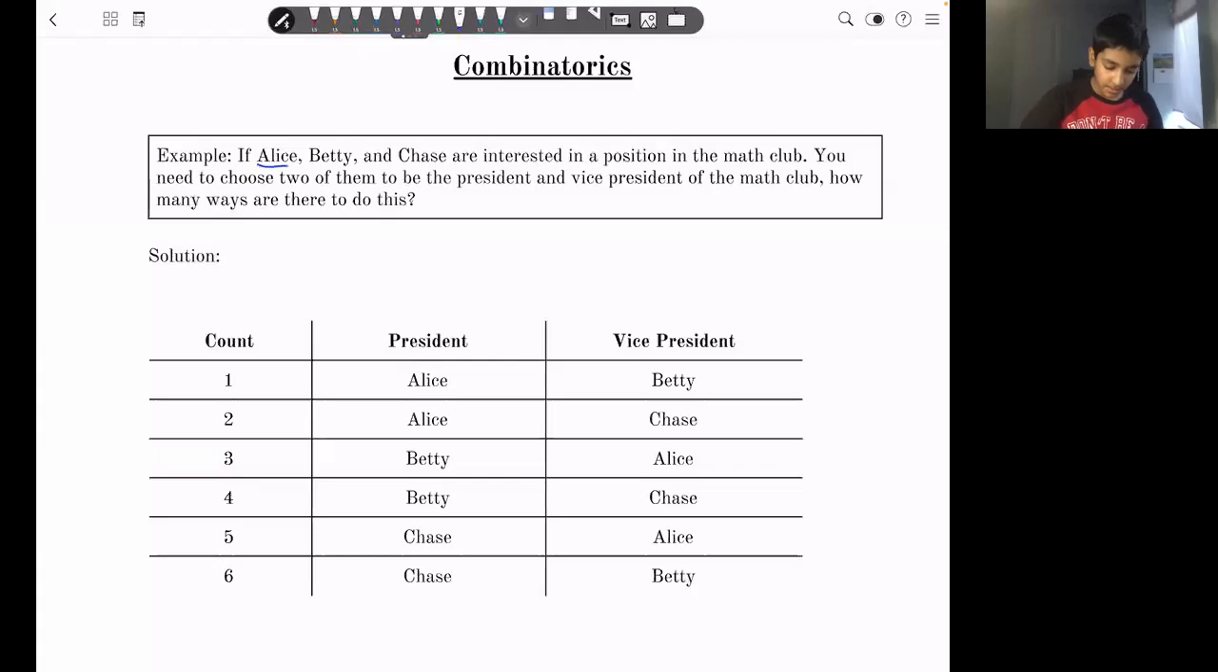If Alice, Betty, and Chase are interested in a position in the math club, and you need to choose two of them to be the president and vice president of the math club, how many ways are there to do this?